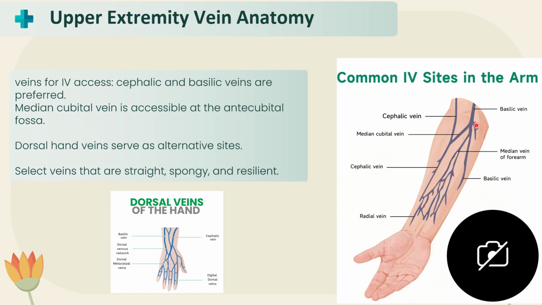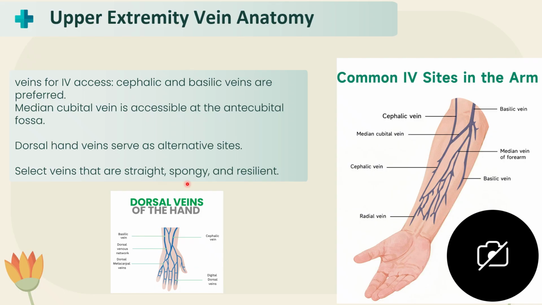So here we have the cephalic vein. The cephalic vein and the basilic vein are considered the preferred veins for peripheral IV access. Why? Because usually they are larger, more stable, and easier to cannulate. Regarding the median cubital vein, which is located in the antecubital fossa here, it is another accessible option, and it's commonly used when rapid venous access is required.